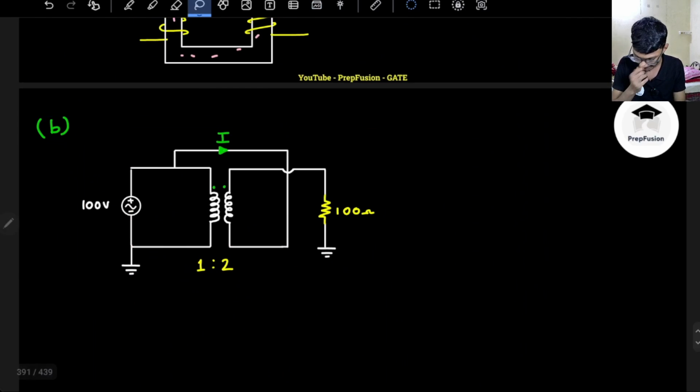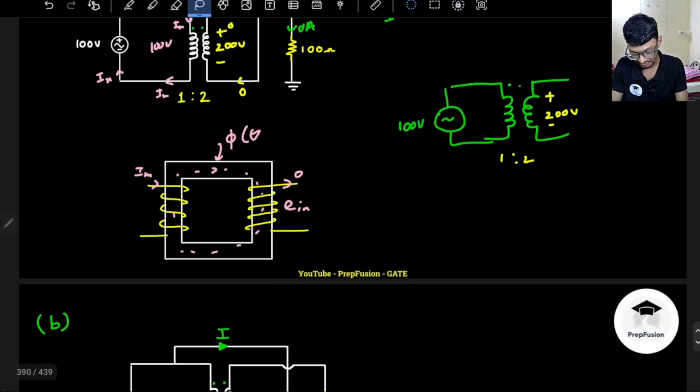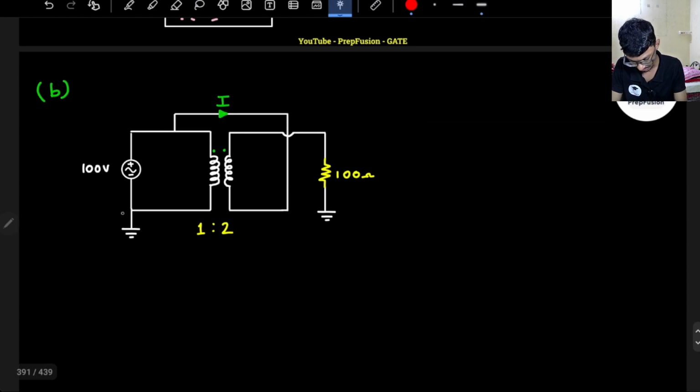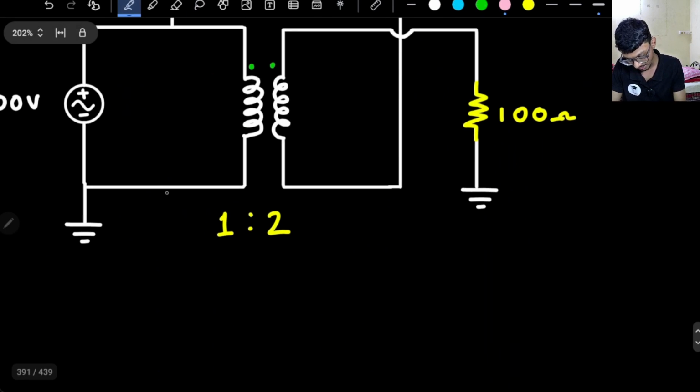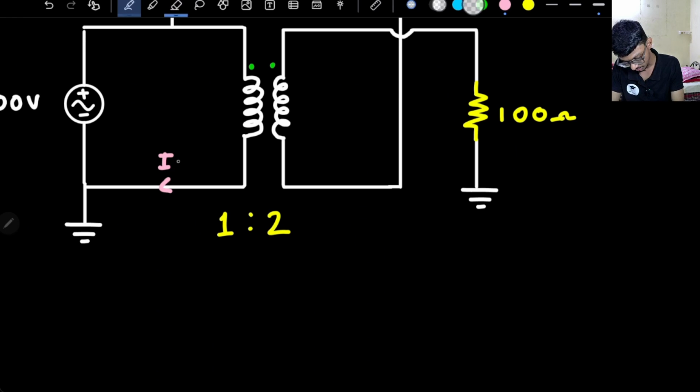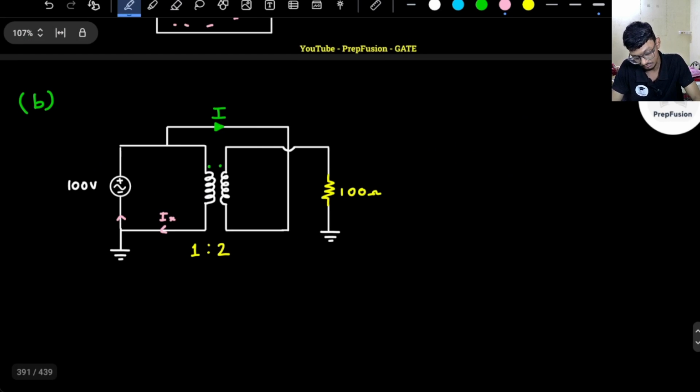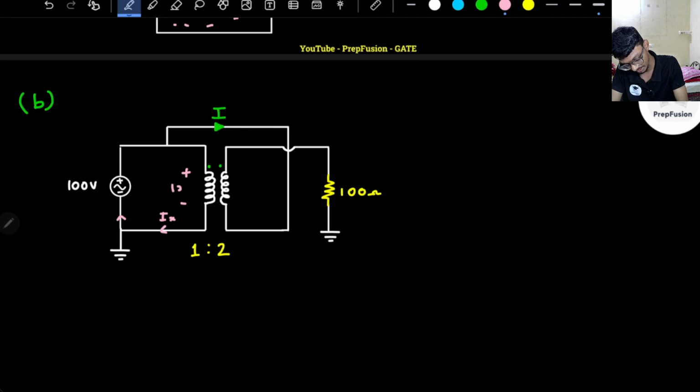If I solve the second circuit, what is the difference? The difference is that here there was no ground, but here there is ground. So if I assume a current Ix from here, this current will not actually be Ix anymore. This current can be something else as well, it can be anything. I don't know what the current is. For this I will now use the principle of transformer. I know if 100 volts is applied across here, 200 volts will come across here.